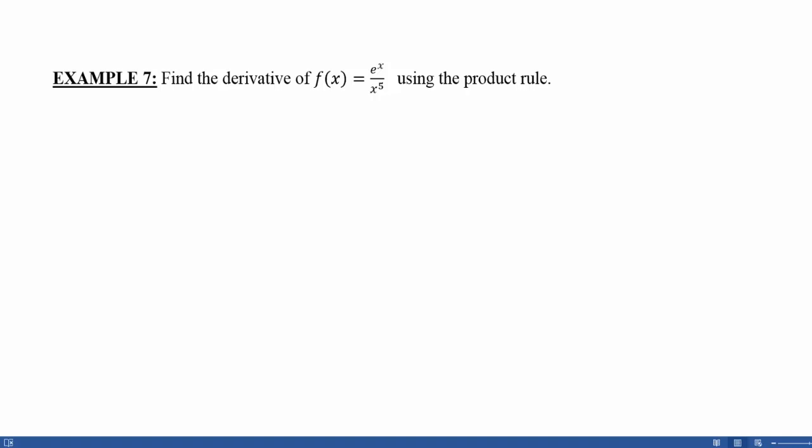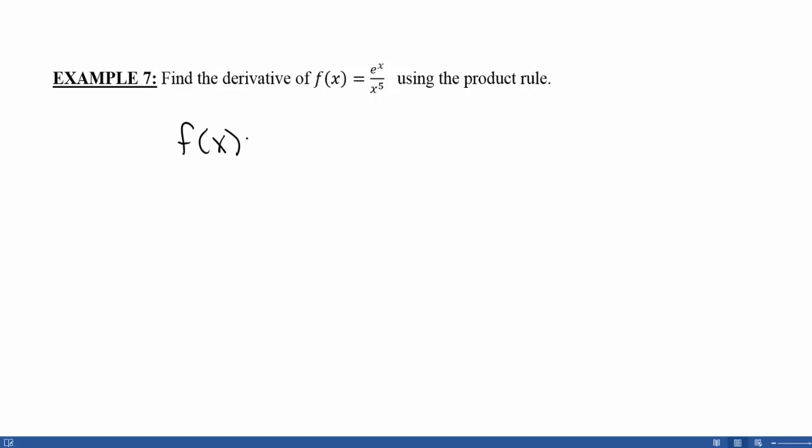Find the derivative of f of x equals e to the x over x to the fifth using the product rule. Now this is in a different shape or form than the other problems we've looked at. In order to be able to use the product rule, we need two functions that are multiplied together. This has a structure of one function over another one. So if we want to use the product rule, we have to figure out a way to rewrite this so that we have two things multiplied together.